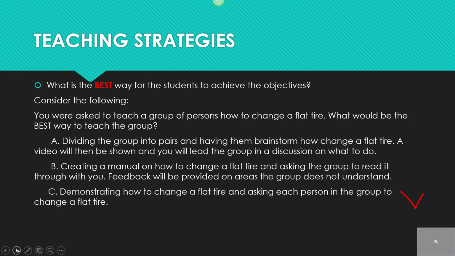And I would like to think that you chose C, because for this one, demonstrating how to change a flat tire and then asking persons really to follow what you did and change their own flat tire is the best way to ensure that that particular skill is acquired. Essentially, that's what you're doing with your teaching strategies.